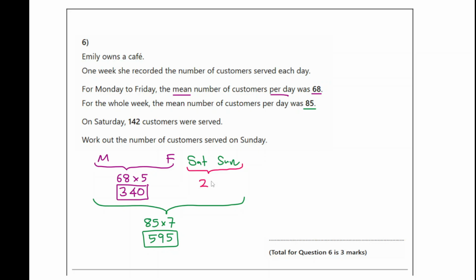On Saturday, there were 142. Work out the number of customers served on Sunday. Oh, that's very easy. All we need to do is 255 take away 142, and the answer is 113.